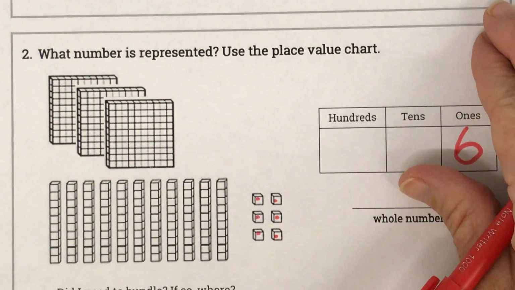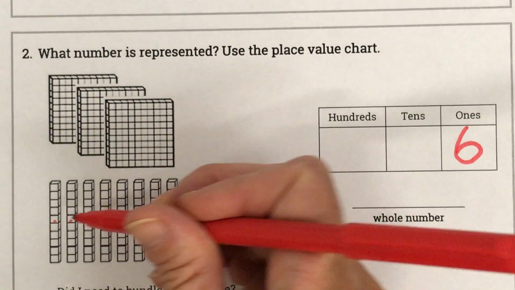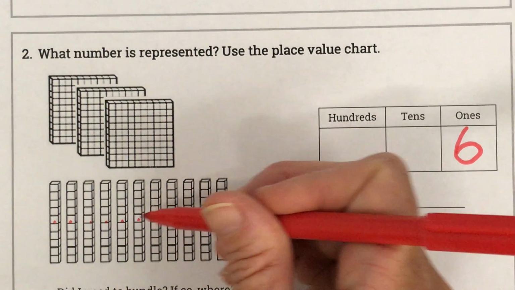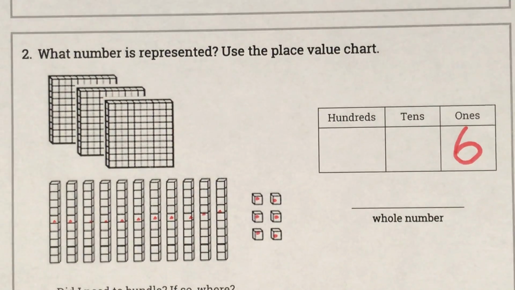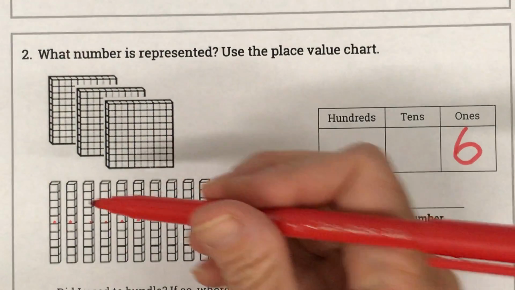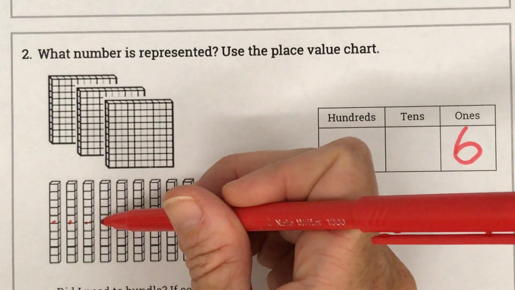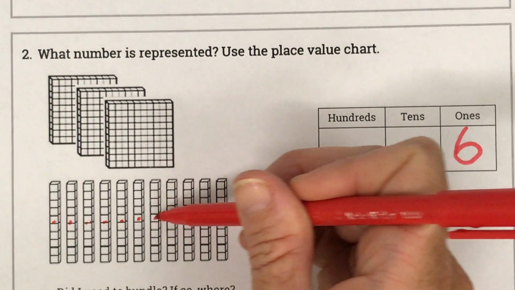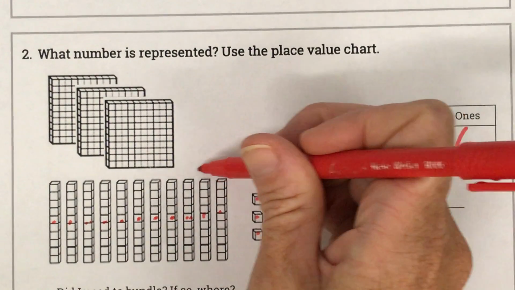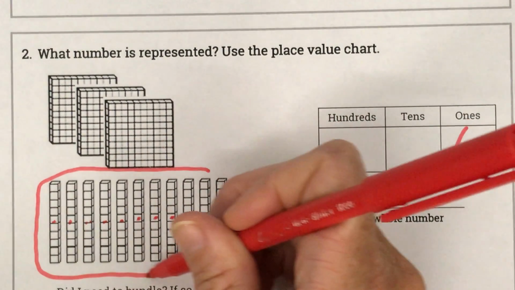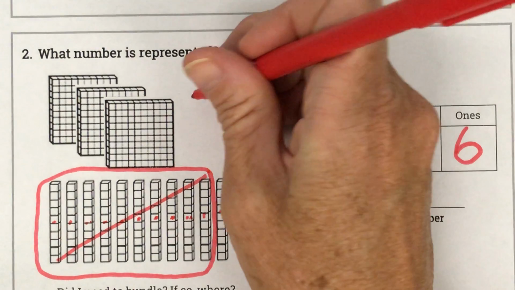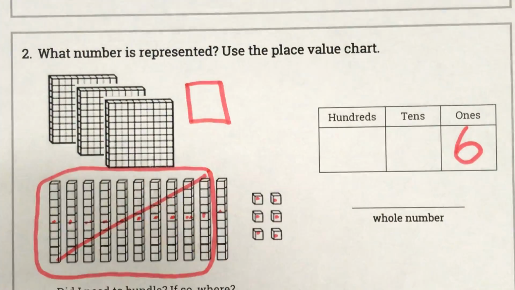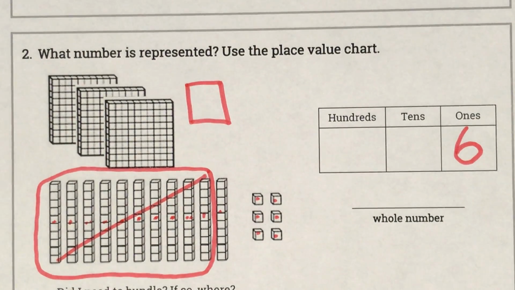Okay, now let's count my 10 rods. 1, 2, 3, 4, 5, 6, 7, 8, 9, 10, 11. Okay, 11 is too many, so I'm going to bundle 10 of them together. So let me count again. 1, 2, 3, 4, 5, 6, 7, 8, 9, 10. So I'm going to bundle these 10 together, and I'm going to turn them into a hundred block or square.